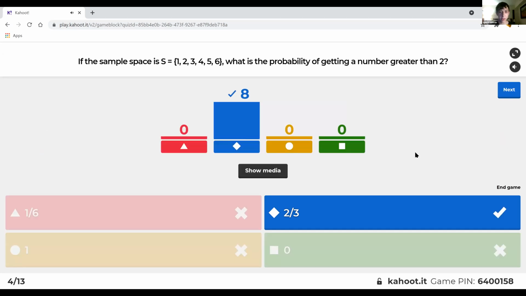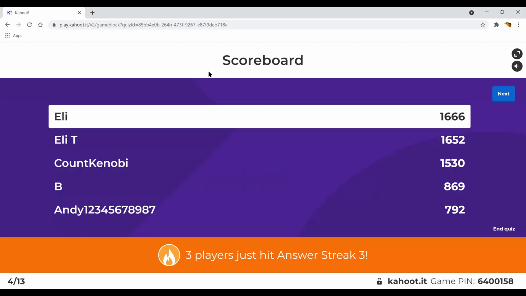Nice job. Everyone got this one. Yeah, so remember we have 3, 4, 5, or 6. So that's 4 elements out of a sample space of 6 elements. And 4 divided by 6 is 2/3. That one was really easy. Oh, I'm glad you got it right.